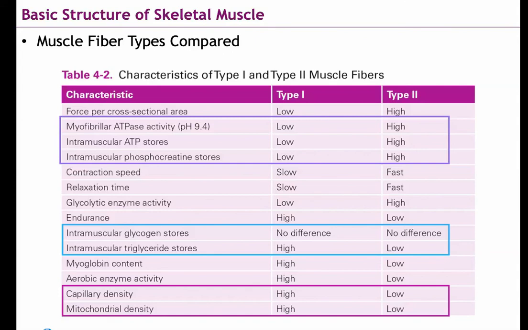So type 1 fibers store a low amount of ATP, but they do have a high amount of mitochondria, which allows us to produce more ATP. And then type 2 fibers already have a lot of ATP and phosphocreatine stored in them. But yeah, pretty interesting, pretty cool.